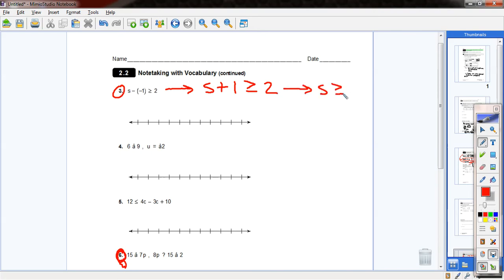S is greater than or equal to how much? 1. Okay? So graphing this, I don't care where you start. I have absolutely no idea. What I do care about is this: two things. Where you start, make sure you label a value.